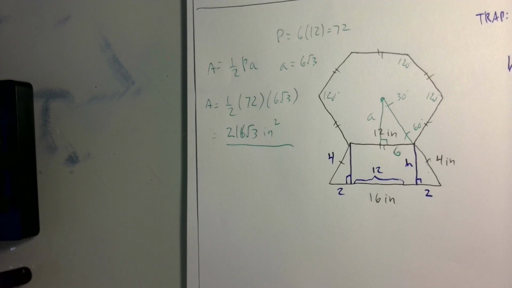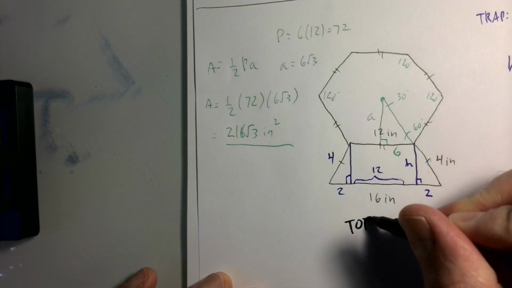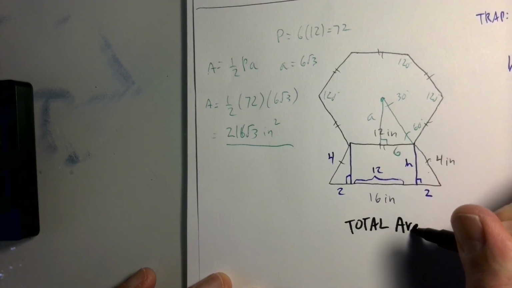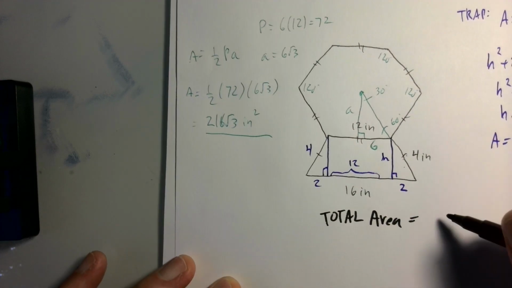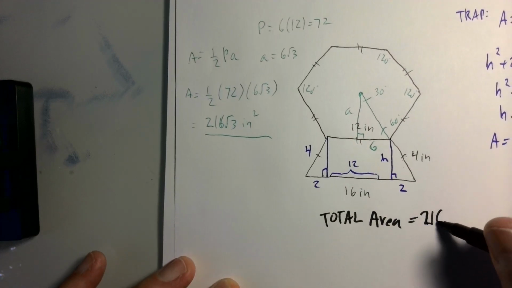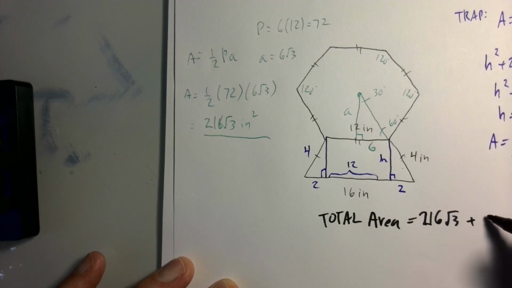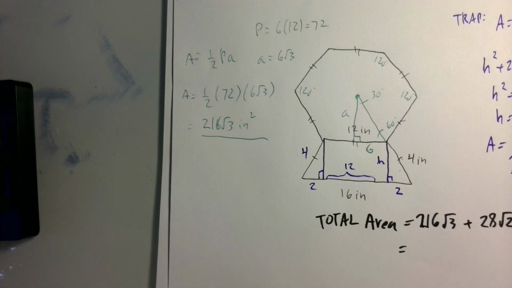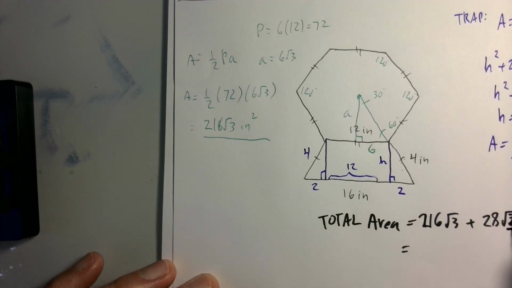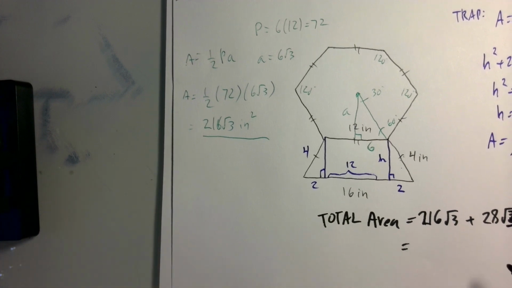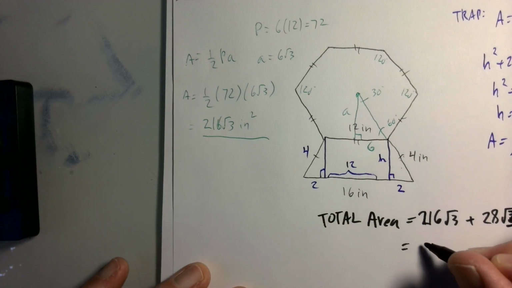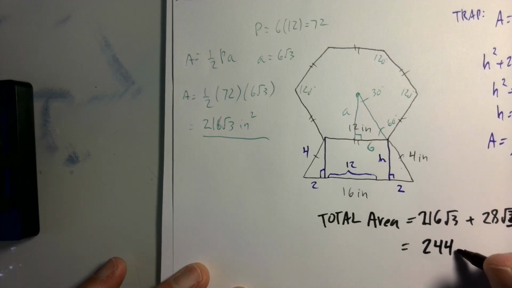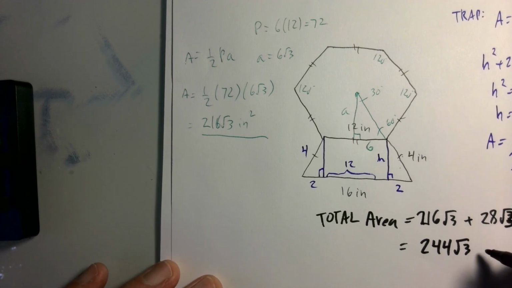So the total area is going to be 216 square root 3 plus 28 square root 3, which is going to be, oh, you can just, square root 3. I don't know why I put a 2 on there. My bad. So 244 square root 3 inches squared.